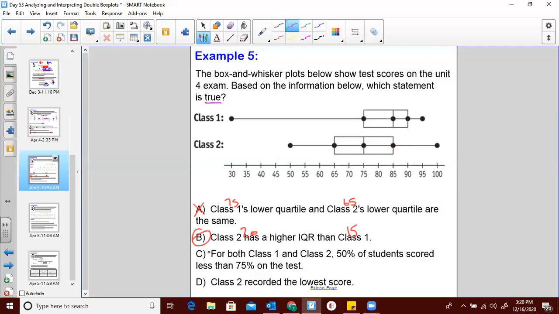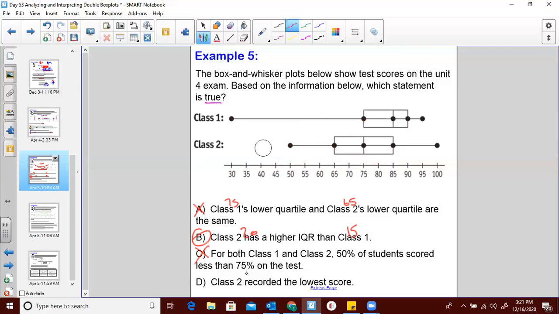All right, for C, we just have to check the rest of them, right? C, for both Class 1 and Class 2, 50% of the students recorded less than 75% on the test. Well, if we start at 75% and go left, we know it's going to be 1, 2, so that is 50%. So Class 2 checks off, but Class 1 is just 25%. So it's not going to be C.